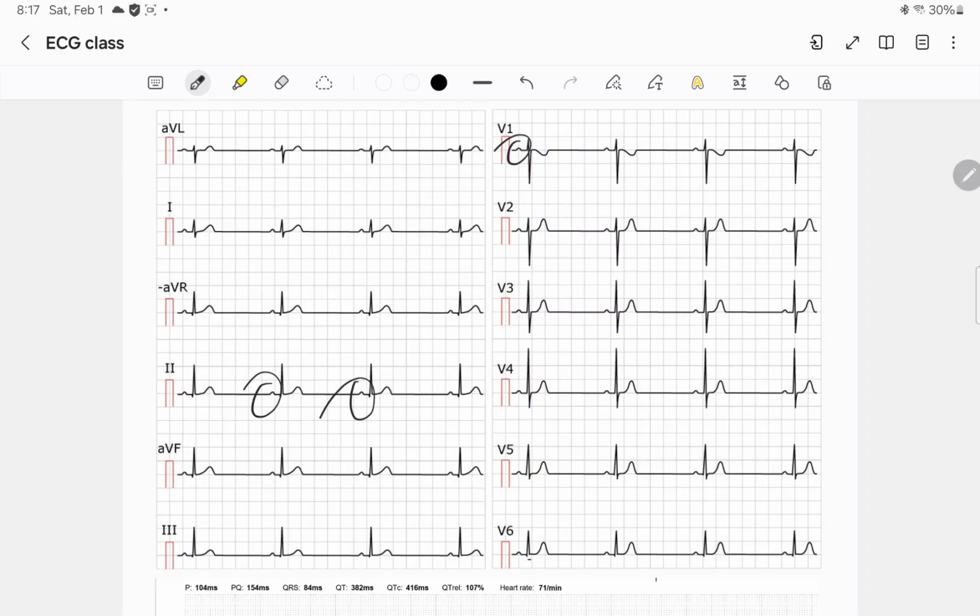The QRS complex is now, there are tiny Q waves in V5, V6, AVF, lead 2, and let's see, lead 3. Alright, so those are septal Q waves, and that's okay.